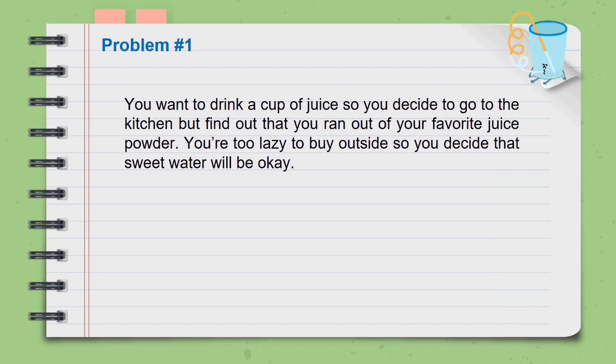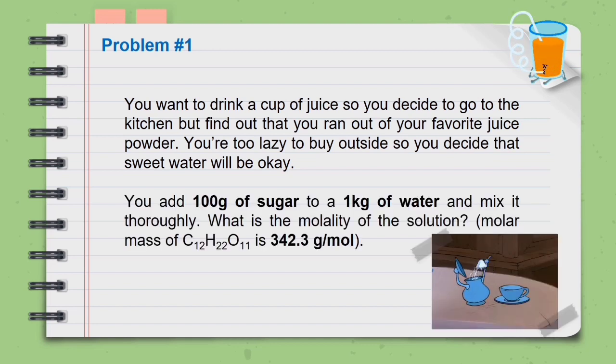Say for example, you want to drink a cup of juice, so you decide to go to the kitchen but find out that you ran out of your favorite juice powder. You're too lazy to buy outside, so you decide that sweet water will be okay. You add 100 grams of sugar to 1 kilogram of water and mix it thoroughly. What is the molality of the solution? The molar mass of sugar is 342.3 grams per mole.